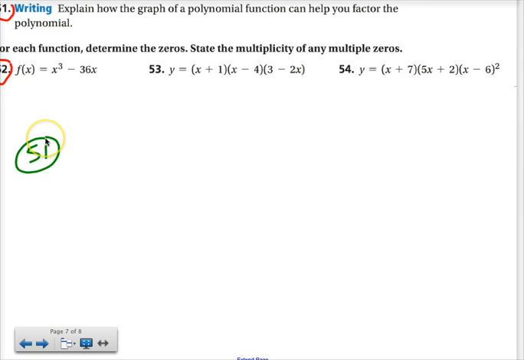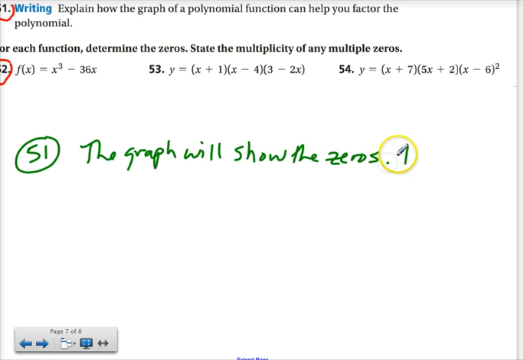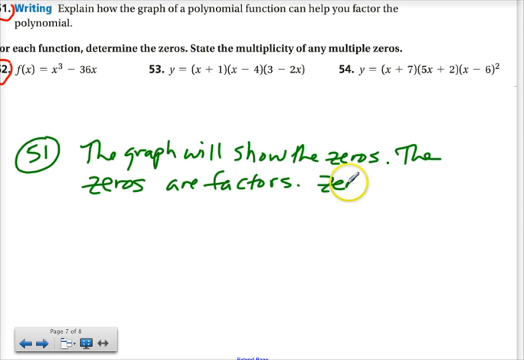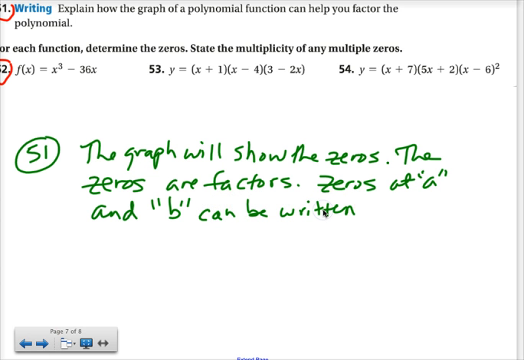All right, 51, the graph will show the zeros. The zeros are factors. So zeros at A and B can be written as x minus A and x minus B. And that would definitely help you factor the polynomial to be able to do that.